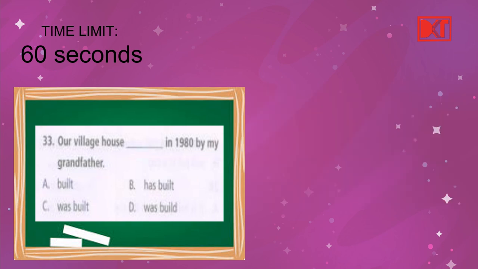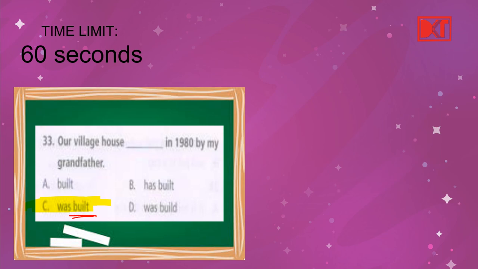Here, our village house dash in 1980 by my grandfather. A, built, B, has built, C, was built, or D, was built. Correct answer is C, was built. Why? Ek to hum past ki baat kar rahe hain. Okay, so was aayega and built is the past participle.